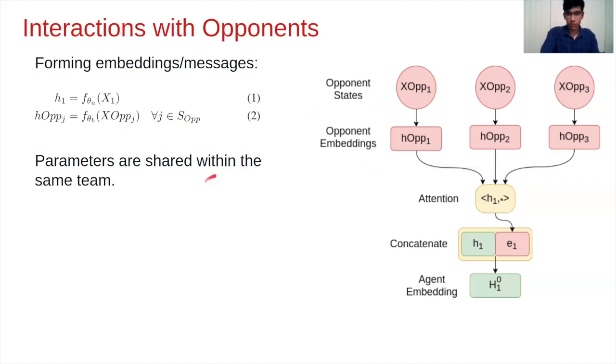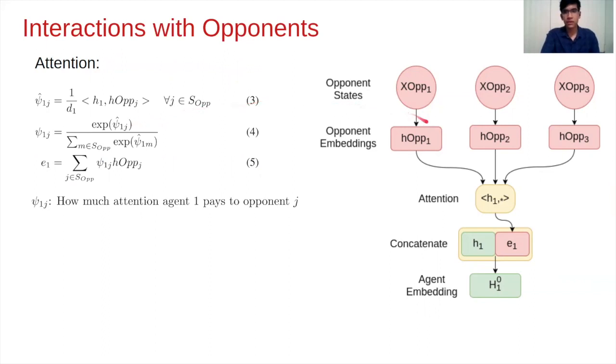And one important thing to note is parameters are shared within the same team. So f theta a of agent 1 is same as f theta a of agent 2, but it's not the same between opposing teams. So the attackers and guards will have different parameters, but within the same team they share the parameters. All right, now next we compute what is called an attention.